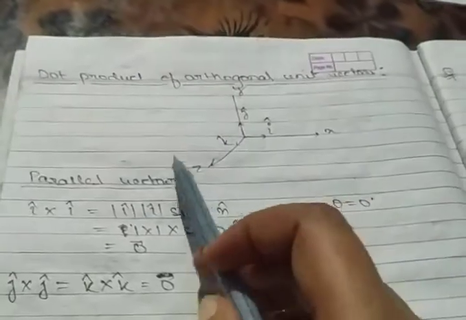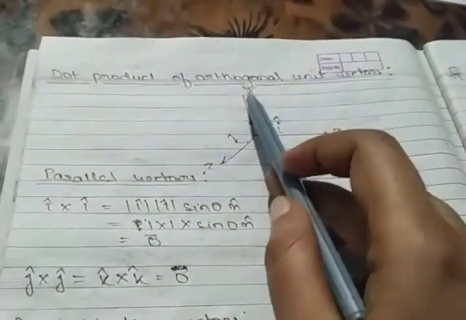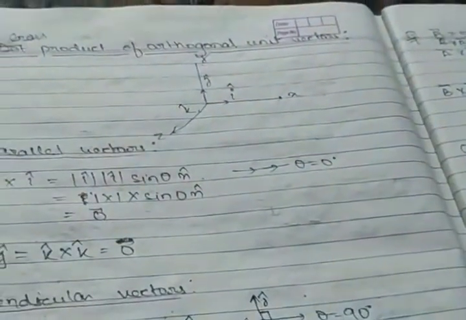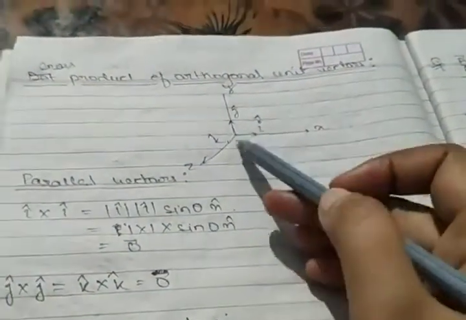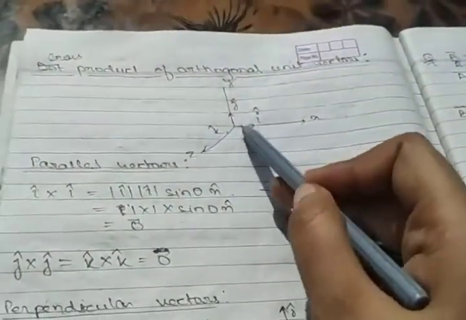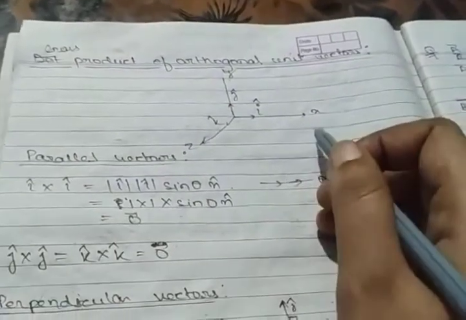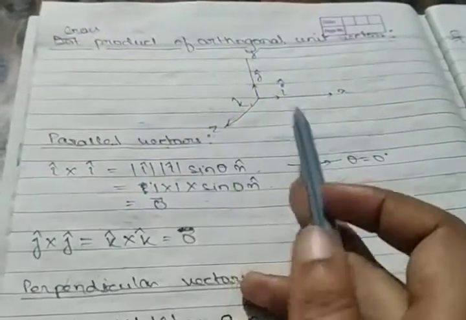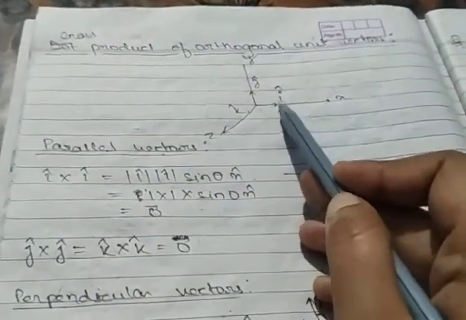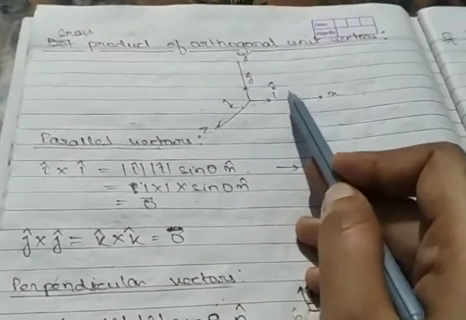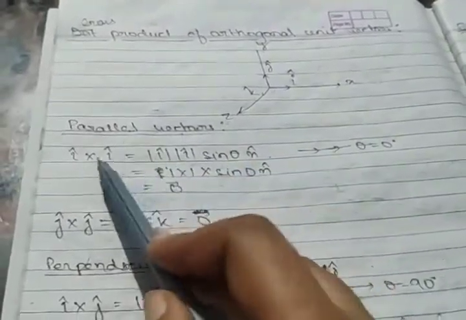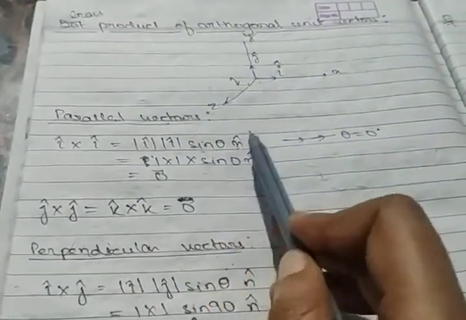Here also we will see the dot product of orthogonal unit vectors. So what are the, cross product, not dot, it is the cross product of orthogonal unit vectors. So suppose this is i cap, this is j cap, and this is k cap. What are orthogonals? When all these three axes are perpendicular to each other. Let us consider again parallel vectors. So parallel vectors, i cross i means both the vectors are in the same direction, that is i, and the other one is also i. So i cross i means i magnitude, sine of theta into n cap.